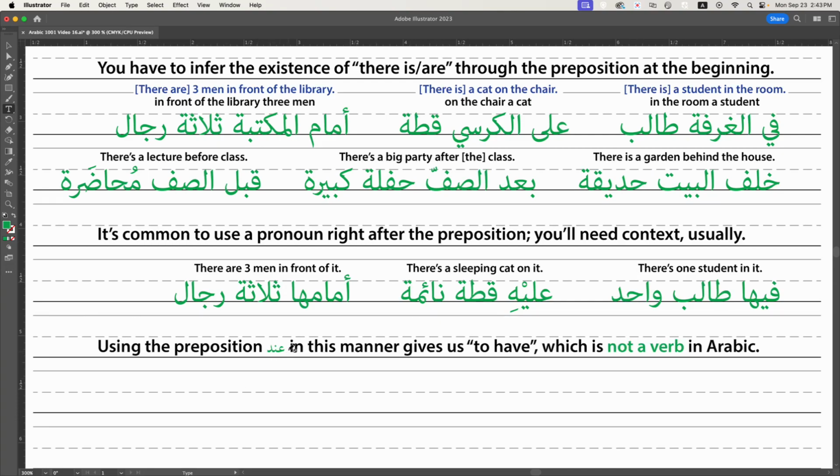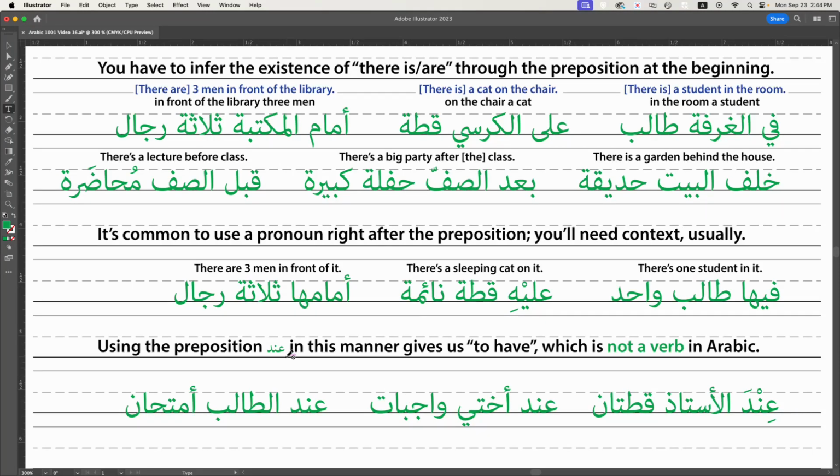If we use the preposition inda in this manner, we get English "to have." And here we have it again in green. It is not a verb in Arabic. It's not going to behave like a verb. You're not going to conjugate it like a verb. You're not going to negate it like a verb. You're not going to put it in the past tense like a verb. And so I really, really need to emphasize from the start, if you can remember that "to have" is not a verb in Arabic, then you'll go much further, much more quickly than if you keep mistaking it for a verb.